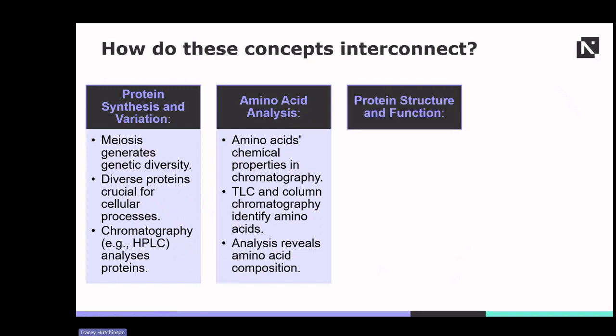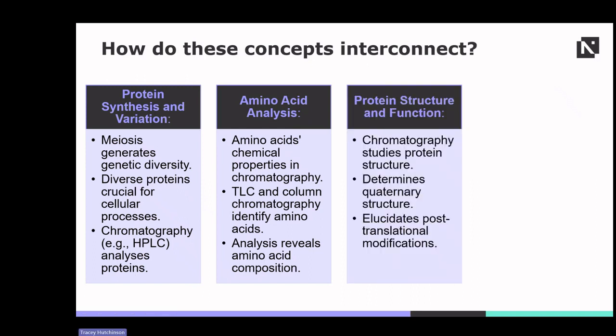So, protein structure and function. Chromatography techniques are instrumental in studying protein structure and function. For example, chromatography can be used to determine the quaternary structure of proteins by analyzing their interactions with specific ligands and antibodies. Additionally, chromatography can help elucidate the role of post-translational modifications, such as phosphorylation, in protein function and regulation.